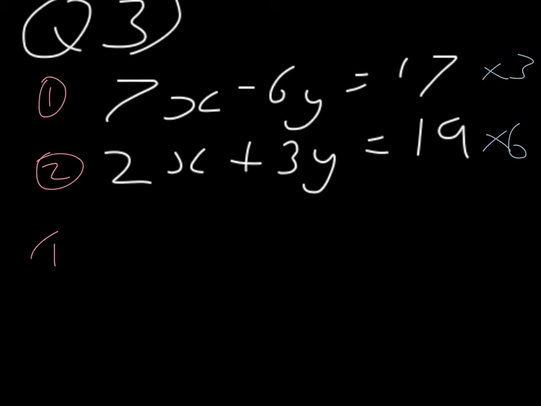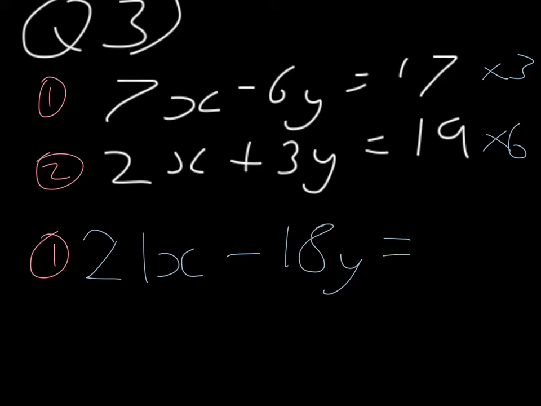First of all then, equation 1. 7 times 3 gives me 21, and it's an x. Minus 6 times 3 gives me minus 18, and that's a y. 3 17s give me 51.